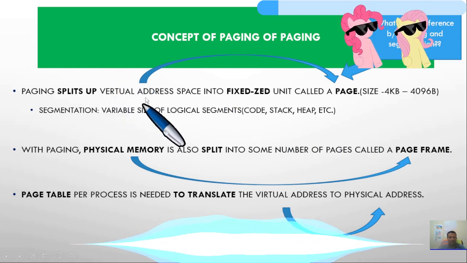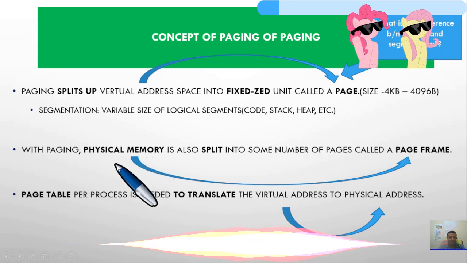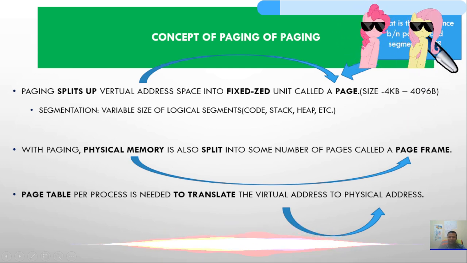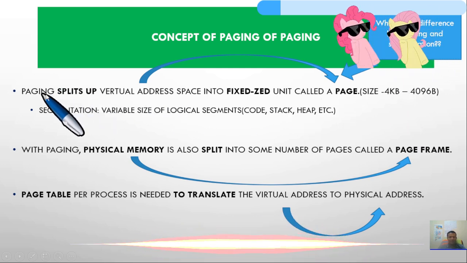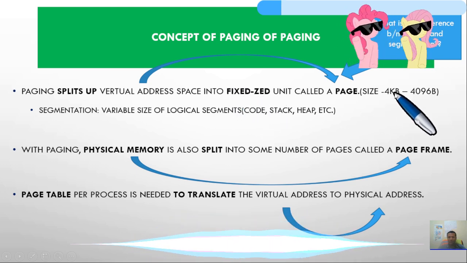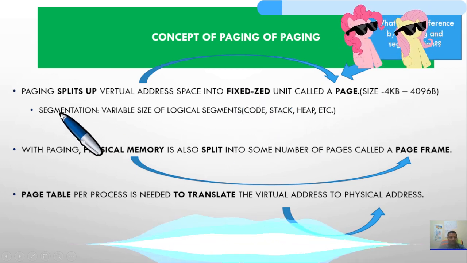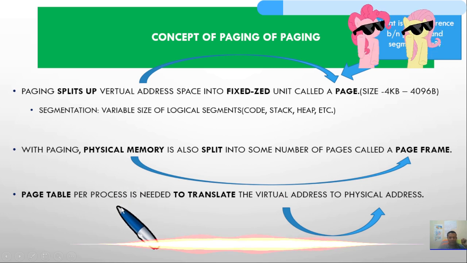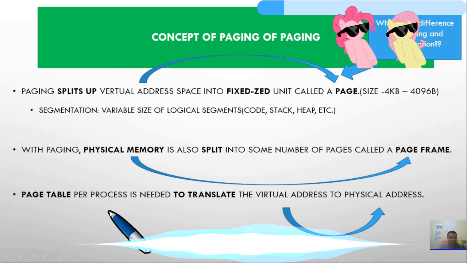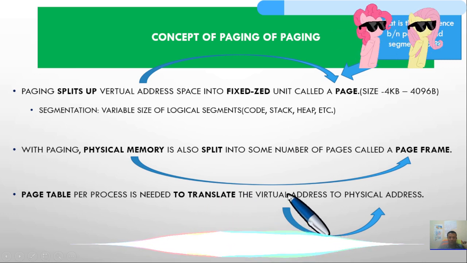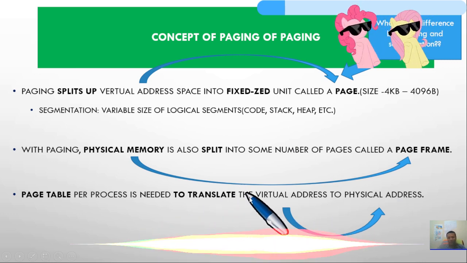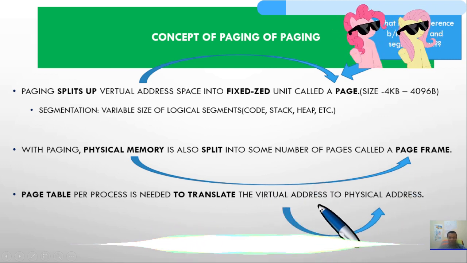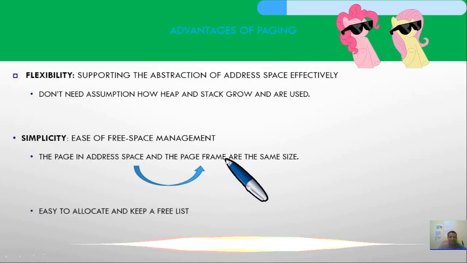Whenever you see a virtual address, we have a page, and whenever you see physical memory, we have a page frame. So the difference between paging and segmentation is that in paging we have equal fixed sizes of 4 kilobytes most of the time, but in segmentation we have different sizes for the code, for the stack and for the heap. We also have another concept: a page table for each process is needed to translate the virtual address into a physical address. All the information about this will be stored in the page table.